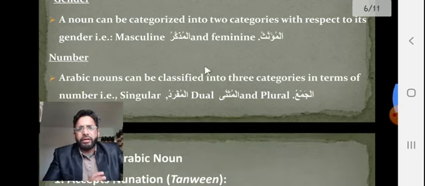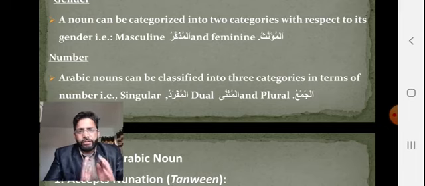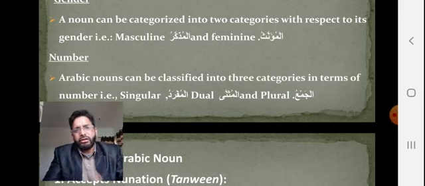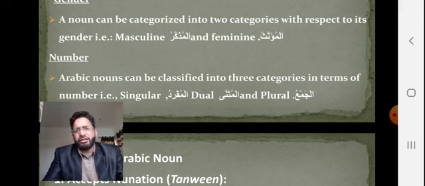And third, we can classify Arabic nouns in terms of number. In number, we further subdivide a noun into three categories. Number one is singular, al-mufrad. Second is dual, al-muthanna. Third is plural, and that's jama in Arabic. In other languages, like English, we say singular and plural. We just add sometimes s, not always.